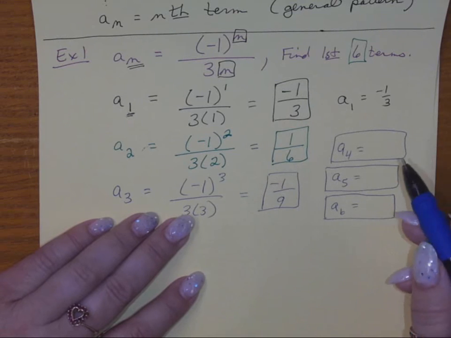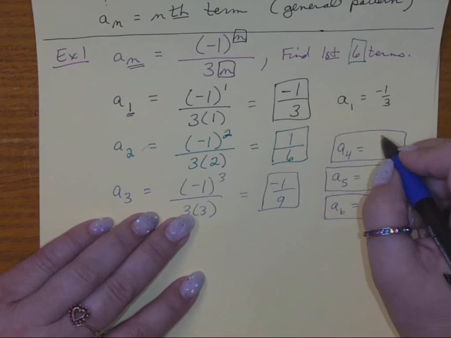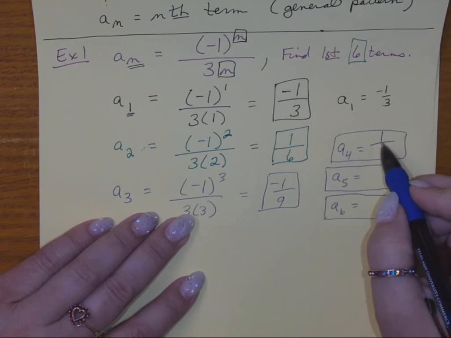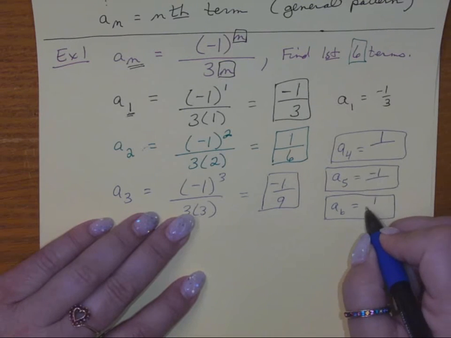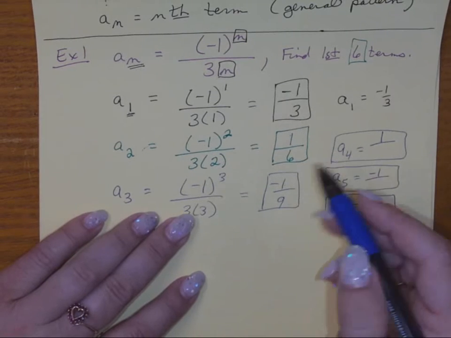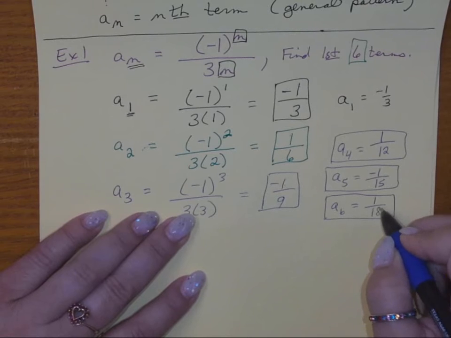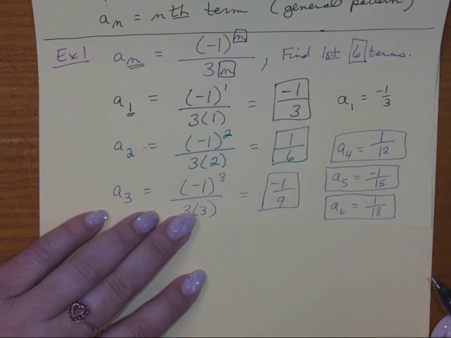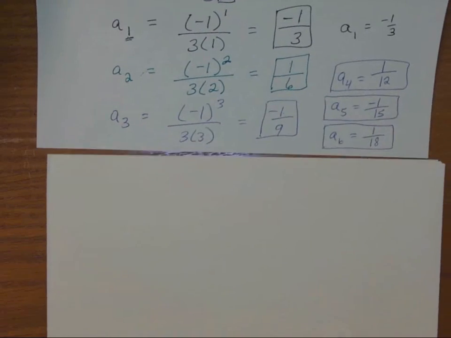I'm saying right now, my guess is this is going to go negative, positive, negative, positive, because this would be -1 to the 4th, right? That's positive because it's even. Negative, positive on the top, and then I'm saying on the bottom it's 3, 6, 9, 12, 15, and 18. And you can just keep on going and try them all in the general formula. See if you can figure that out.